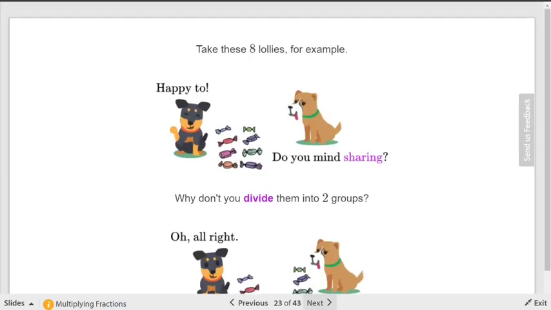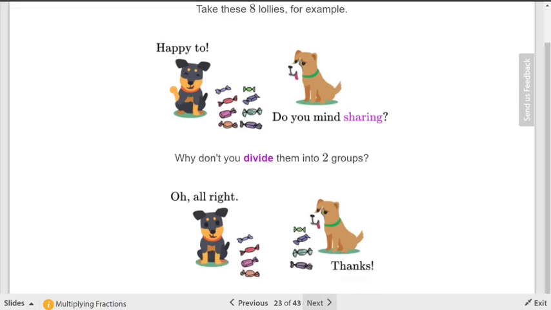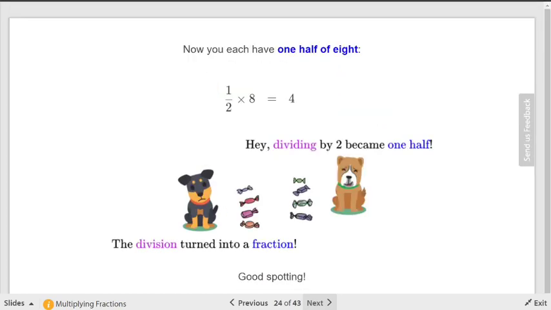So here we go. So take 8 lollies, for example. All right? So how many do you have? 8. Do you mind sharing? Just pretend you don't mind sharing and say yes. No. Then what we're going to do is divide them between these 2 dogs. And so if you divide 8 into 2 groups, you get 2 groups of what? 4. Right? So each dog got how much? As a fraction, half of the candy, right? Okay? So 1/2 of 8 is what?